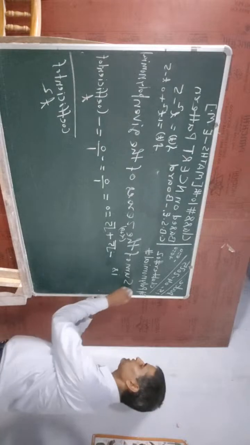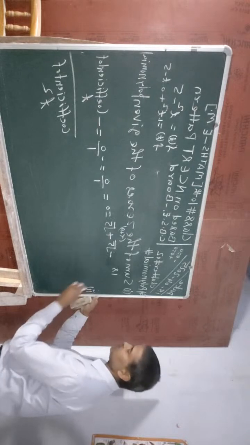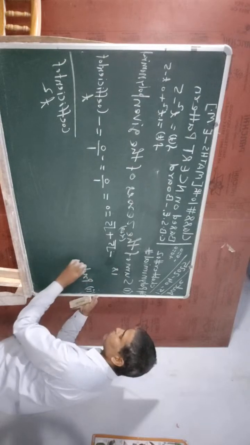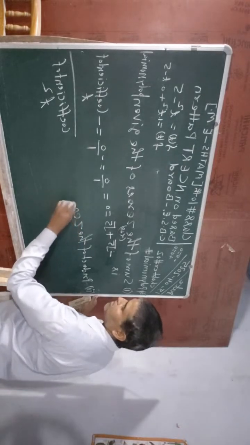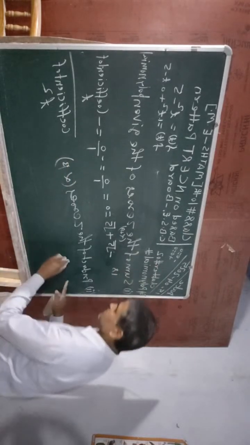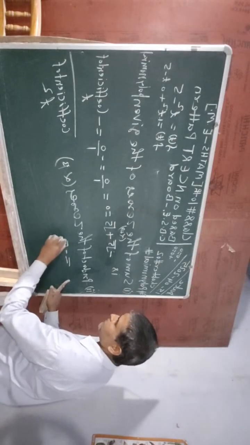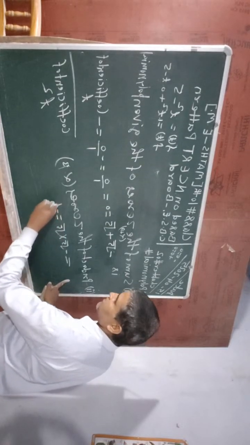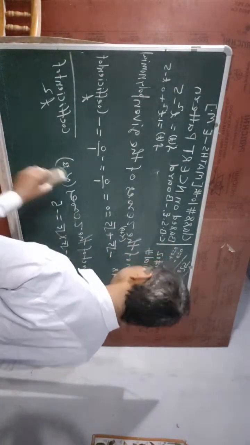Now this is the condition 1 I have explained. Now I will write the second condition, that is the product of the zeros, alpha into beta, which is equal to, the value of alpha is minus root 5 and the value of beta is root 5. It will become minus 5, because here I am going to calculate.